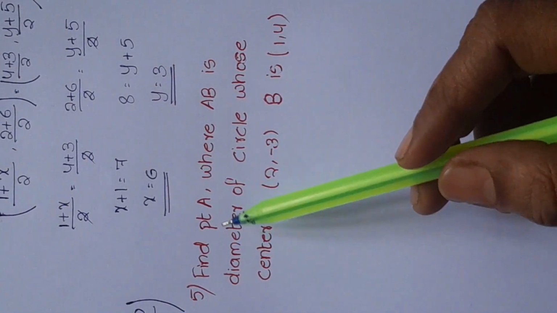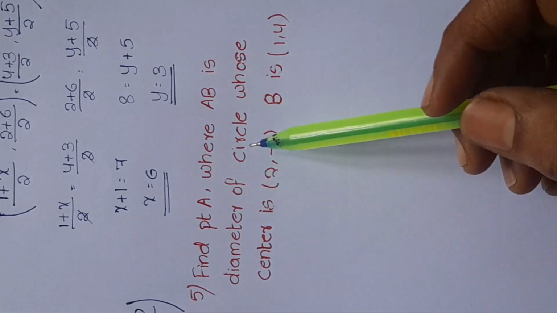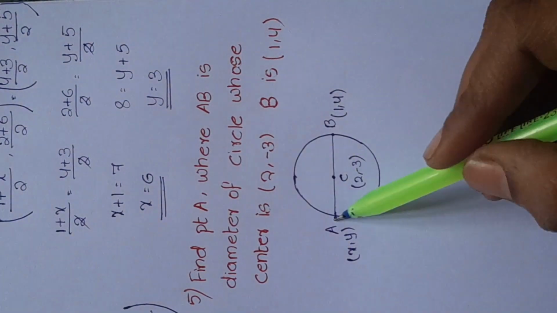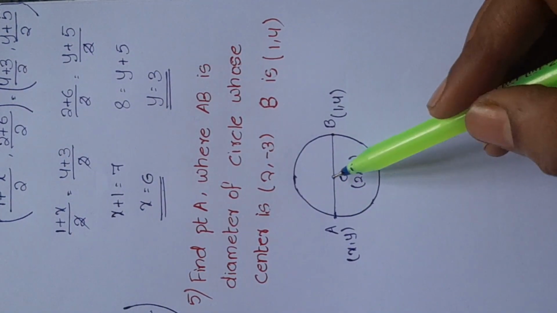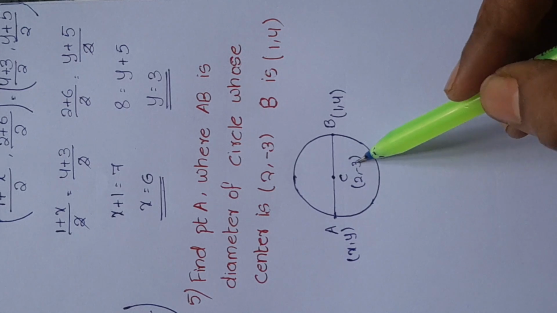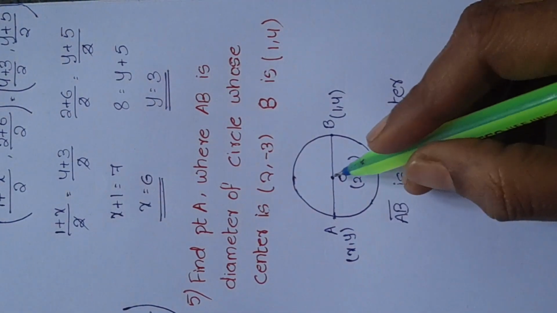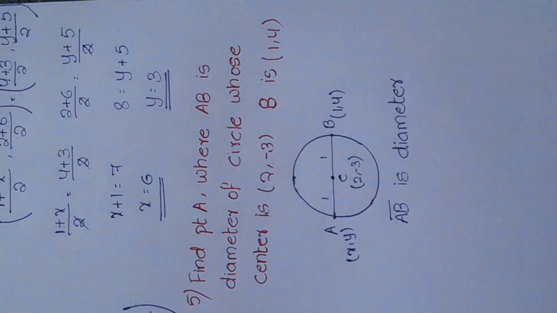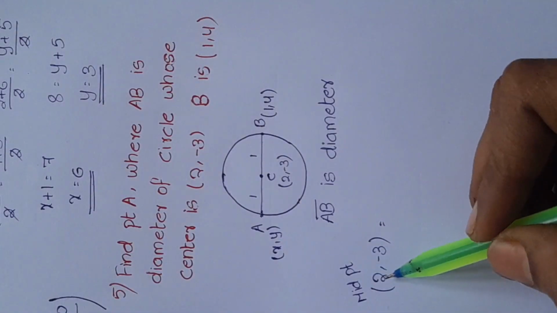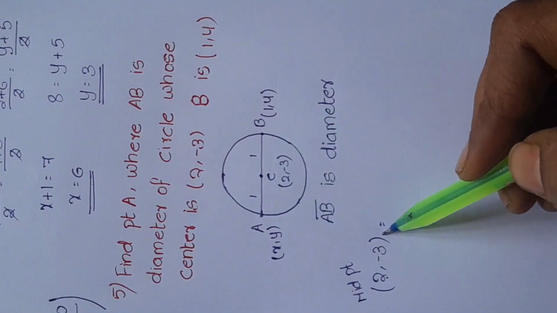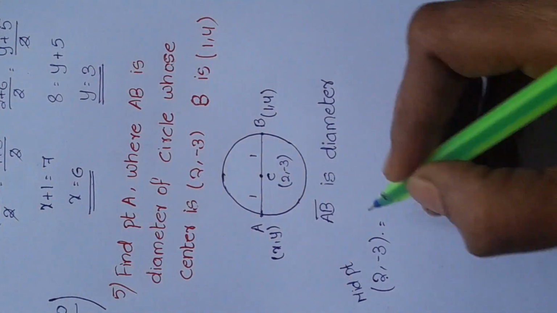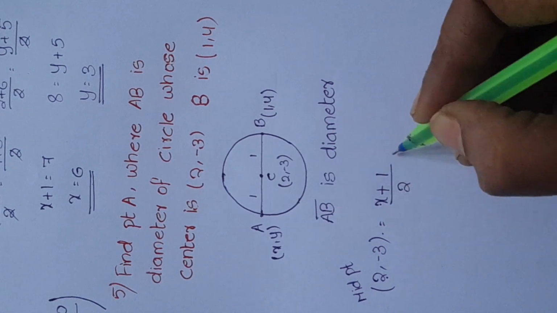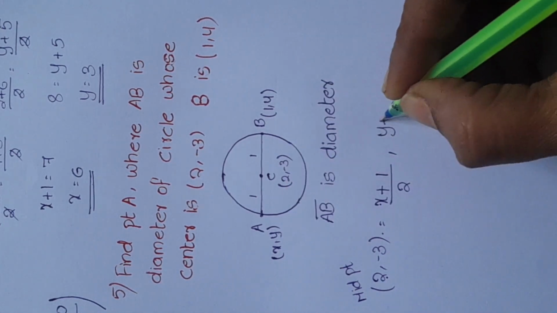Now the fifth question is, find point A where AB is the diameter of the circle whose center is 2, minus 3 and point B is 1, 4. Here AB is the line segment or the diameter of the circle with center C. Here the point C divides AB in the ratio of 1:1 because this is the diameter. So the point C is the midpoint of the diameter AB. Let us substitute the values in the formula. (x plus 1)/2, (y plus 4)/2.